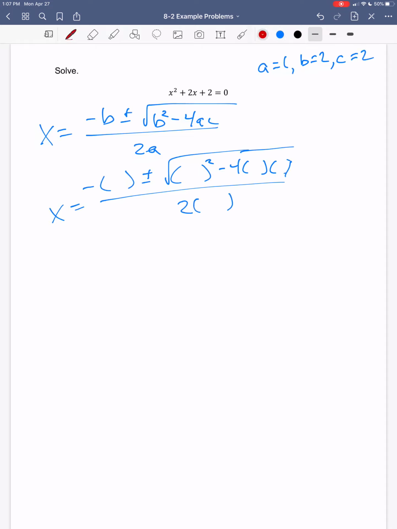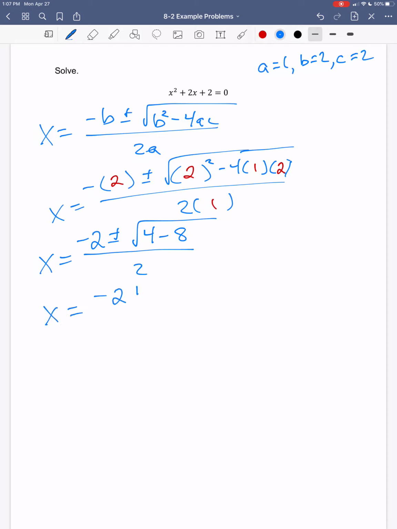And I'm going to plug in b equals 2, a equals 1, and c equals 2. So negative 2 plus or minus the square root of 2 squared is 4. This becomes minus 8, right? Negative 4 times 1 is negative 4. Negative 4 times positive 2 is negative 8. And here we have something different sort of happen.